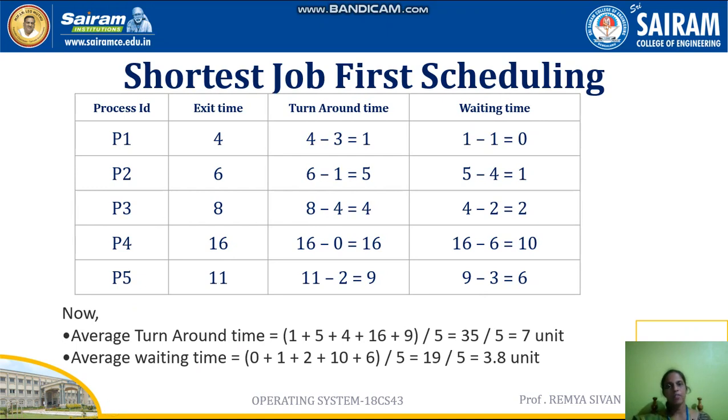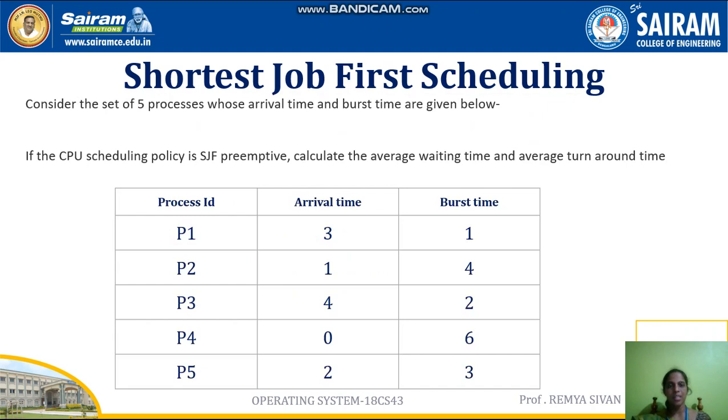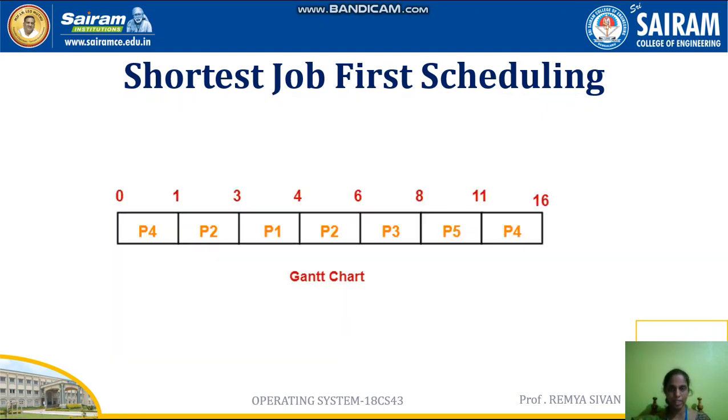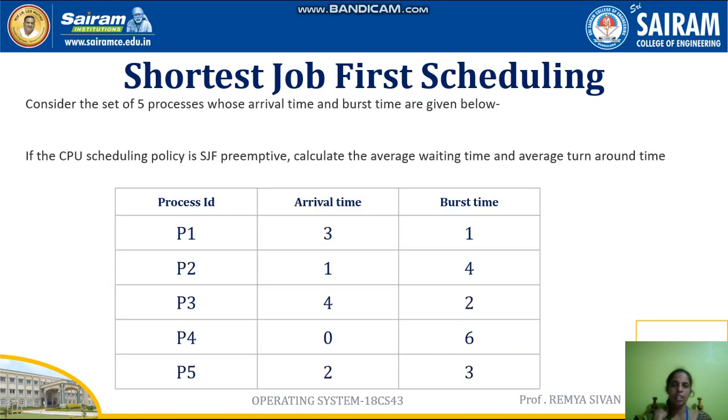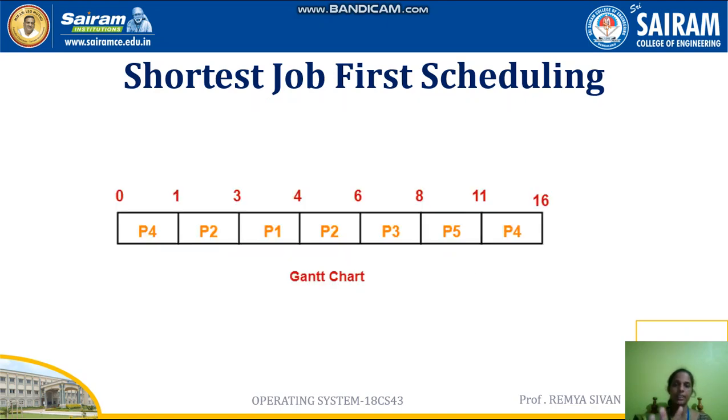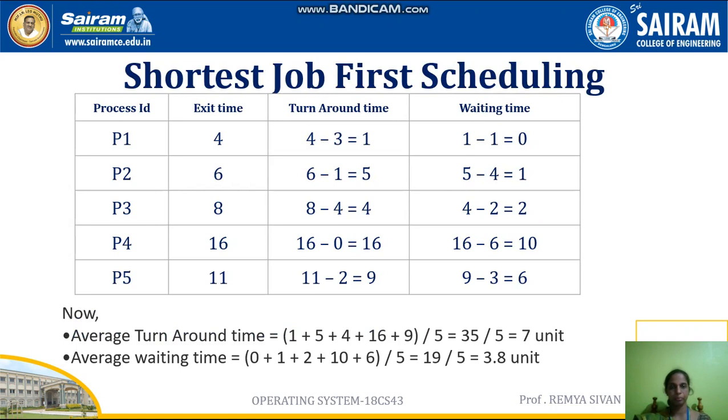So shortest job first has two types: non-preemptive mode and preemptive mode. Preemptive mode is also known as shortest remaining time first. So this is an example for shortest remaining time, or preemptive mode; shortest job first in preemptive mode.